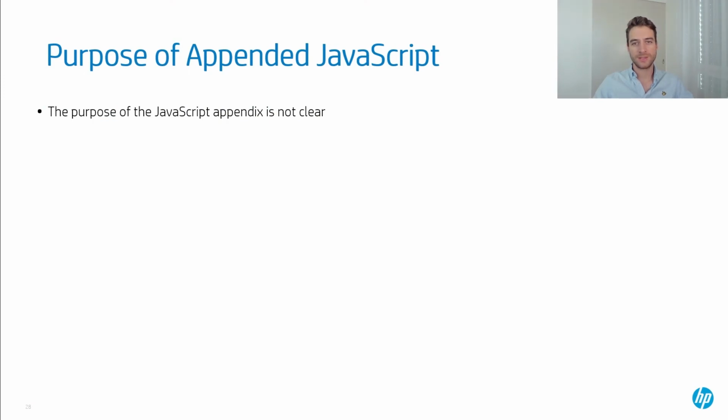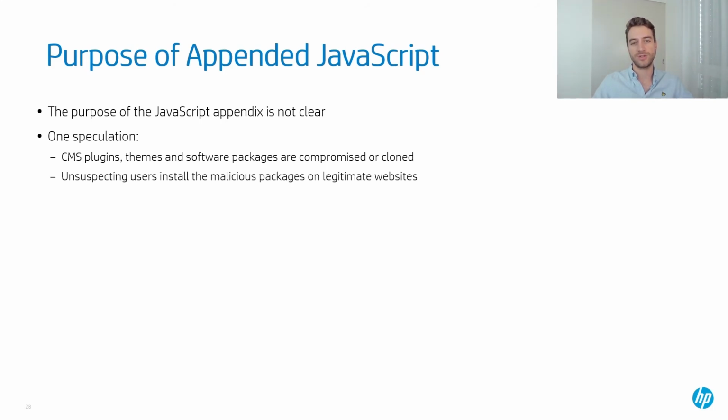Still, there seems to be an open question. What's the purpose of the JavaScript appendix? I don't have a clear answer to that, but I do have a speculation. Let's go through the following potential process together. First, CMS plugins, themes, and software packages are compromised or cloned by the threat actor. Then, an unsuspecting user installs one of those malicious packages on his new website. At this point, the website is set up and contains a PHP web shell.